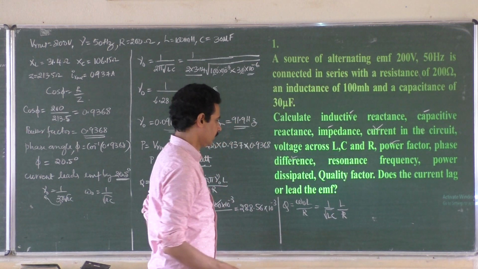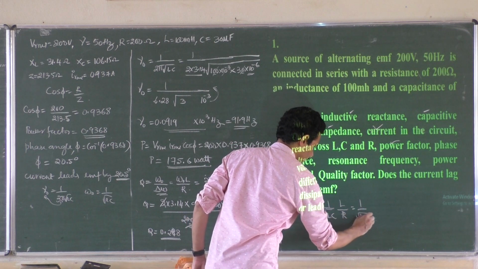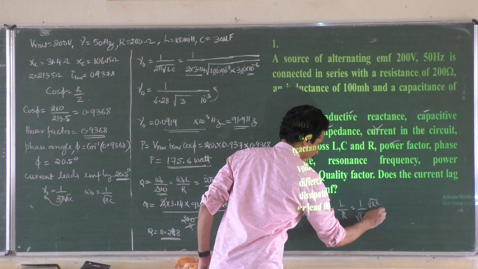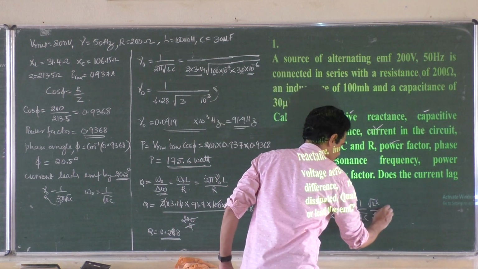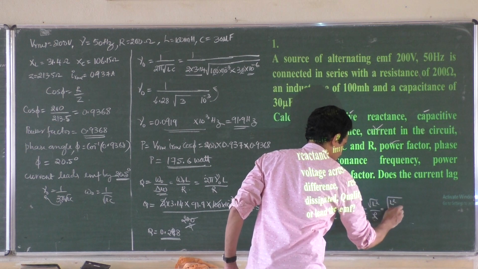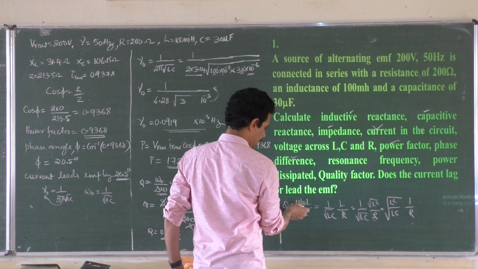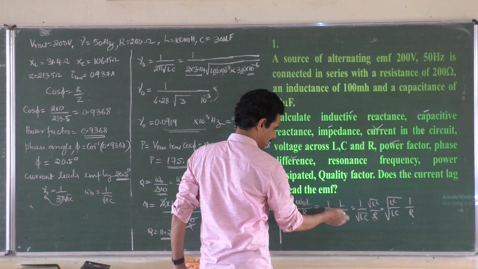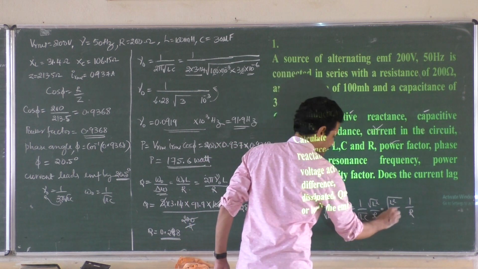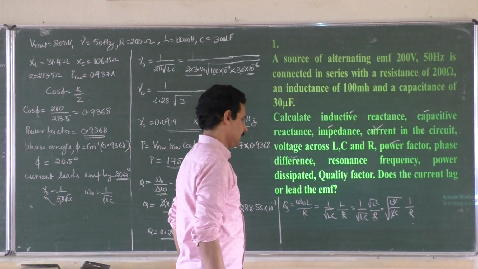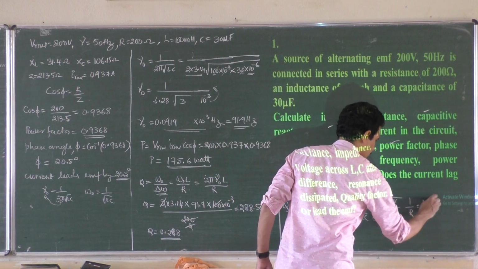Now write this L as root of L square. 1 by root LC, root of L square by R. So what will you get? All the things in the root, write it together: L square by LC, 1 by R. Am I right? So I have substituted omega naught is equal to 1 by root LC. Put this as root L square by LC; one L gets cancelled. Root of L by C, 1 by R. That is equal to 1 by R, root of L by C.